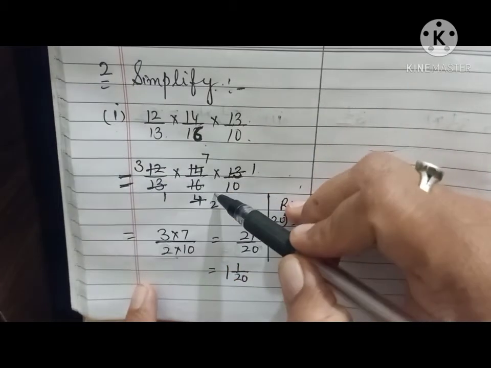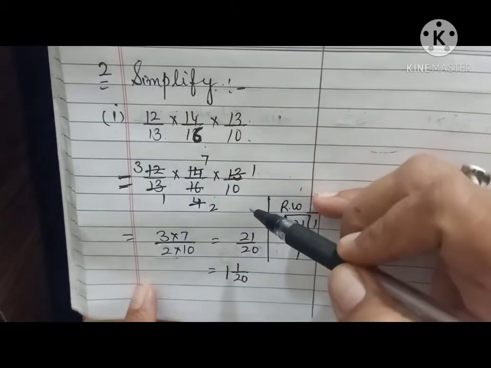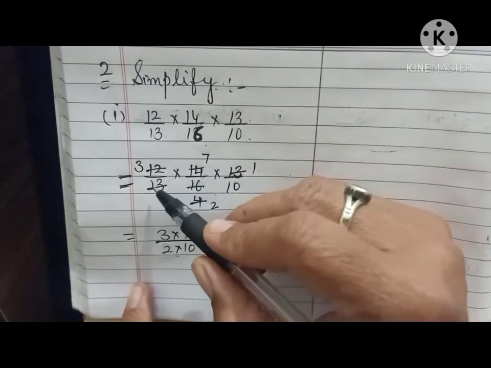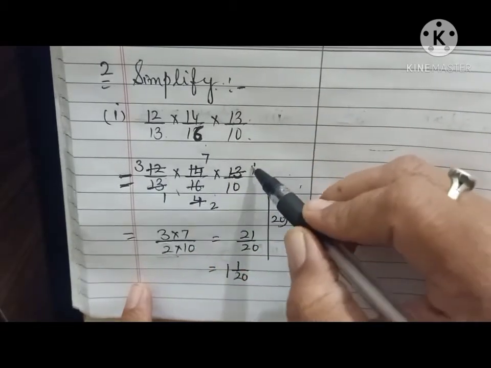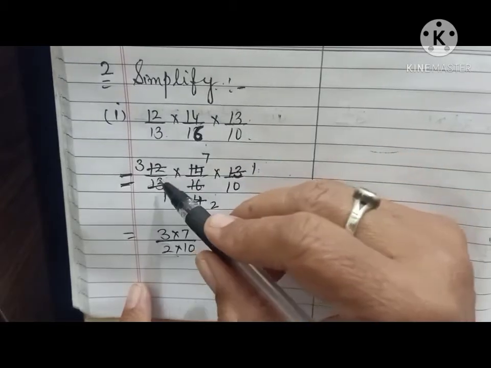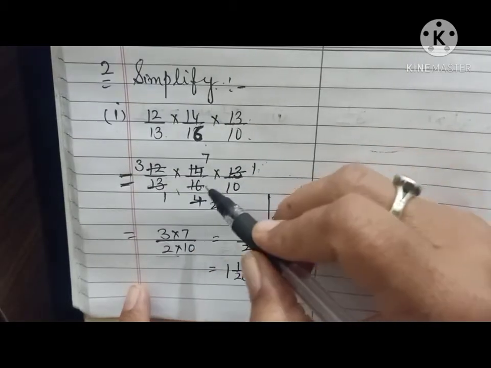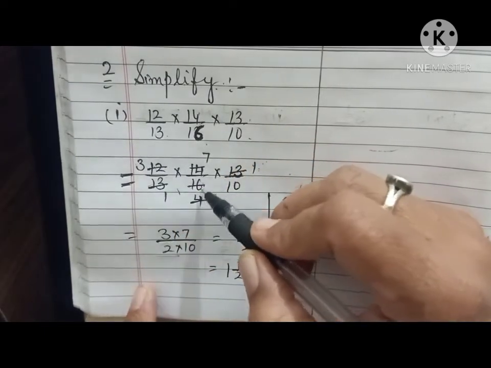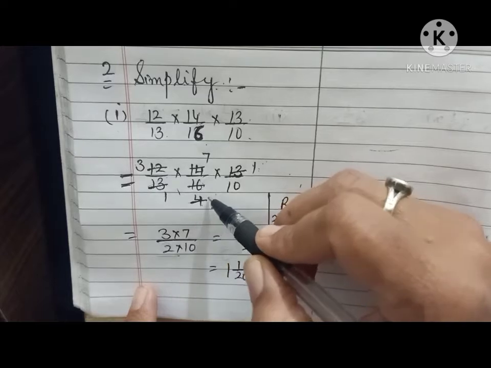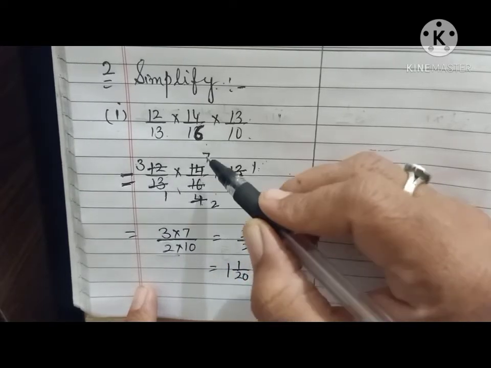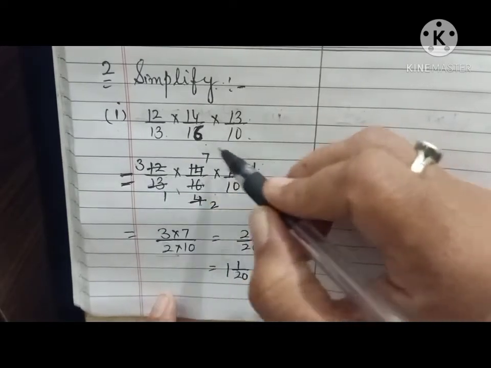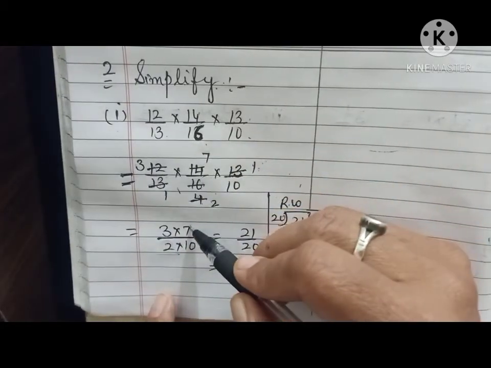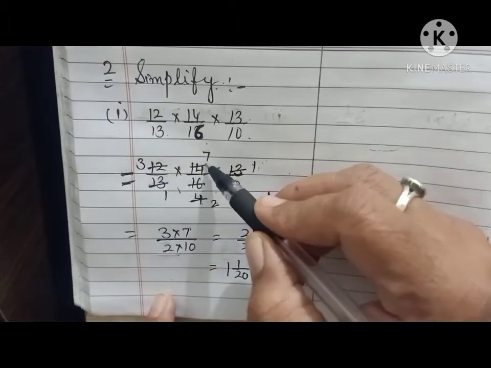Now in this method I am cancelling the numbers with the help of tables. Now first 13 ones are 13, 13 ones are 13. The 13 table, we cancel both. Okay. Next we can take here the 4 table. 4 3s are 12, 4 4s are 16. Next 2 table. 2 2s are 4, 2 7s are 14. How much is left in this fraction? 3 multiply by 7 over 2 multiply by 10.